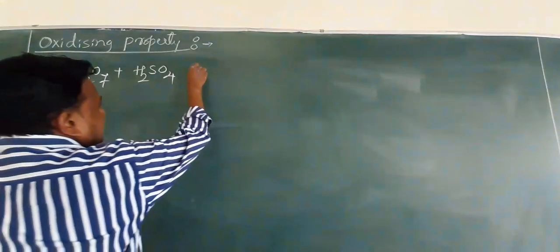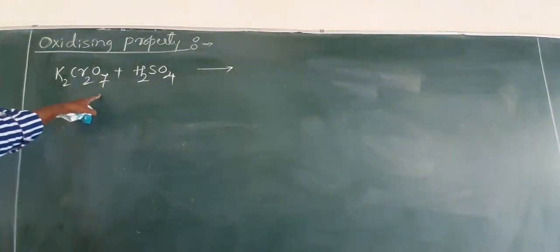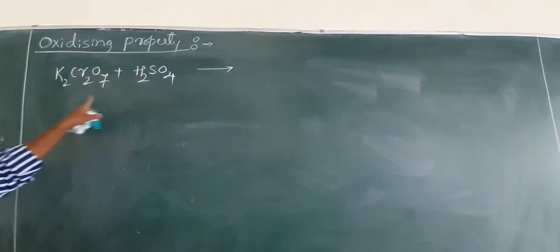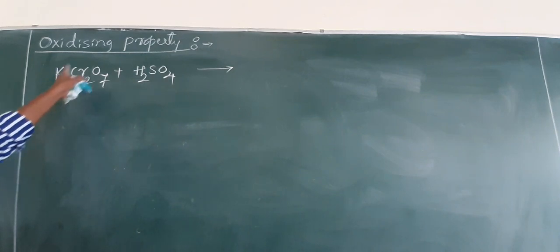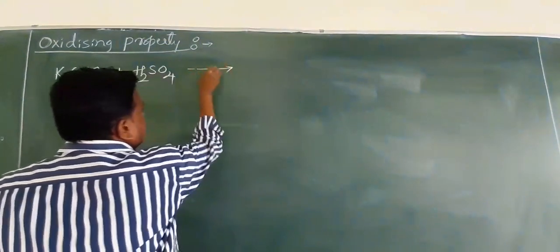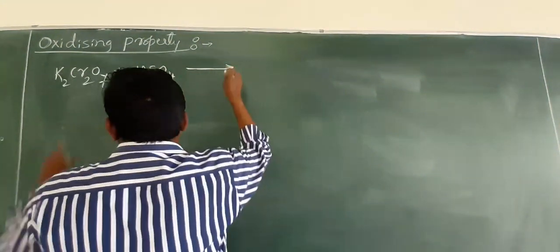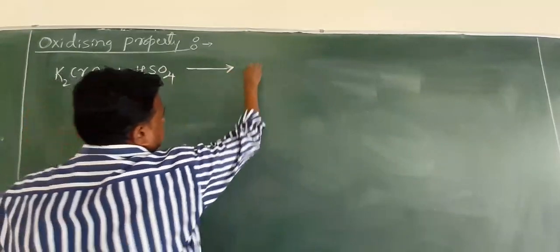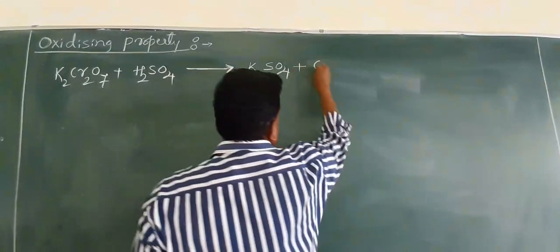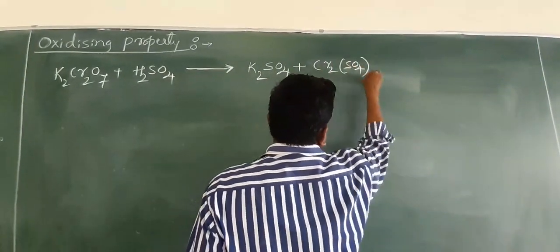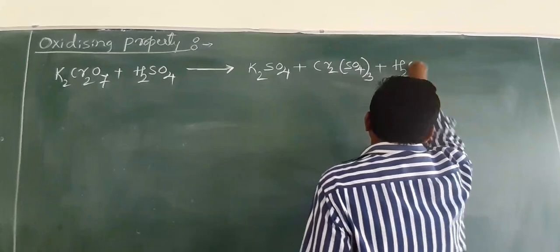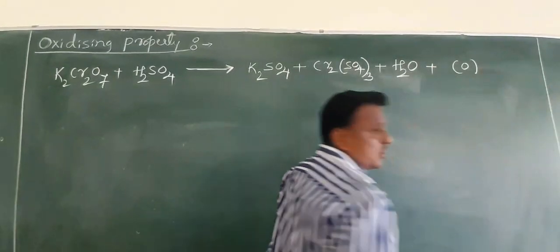It reacts with sulfuric acid to form a compound. Yes, potassium sulfate, K2SO4, and chromic acid, and it releases the corresponding nascent oxygen, also formed along with water. This chromic acid reacts in the presence of potassium sulfate, K2SO4, to give chromium sulfate, Cr2(SO4)3, and releases water along with nascent oxygen.